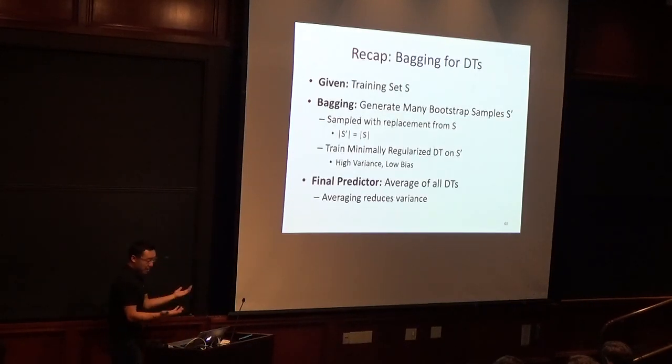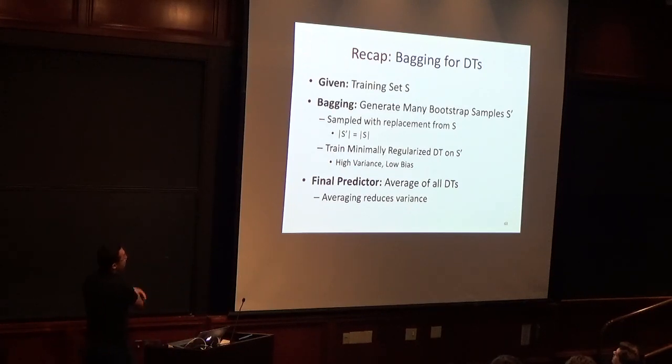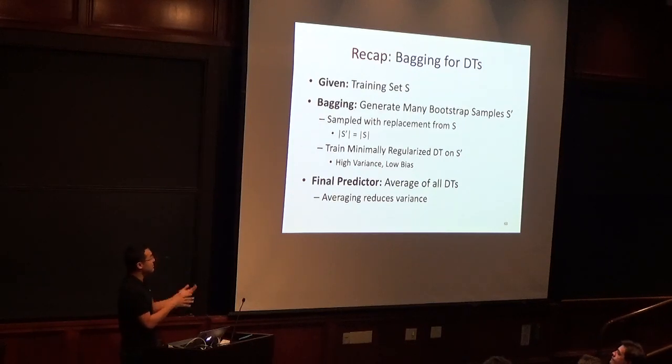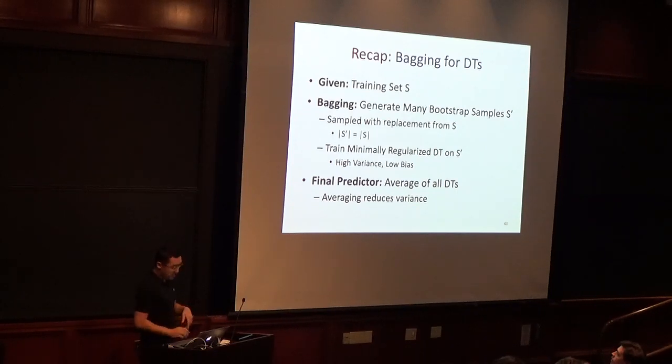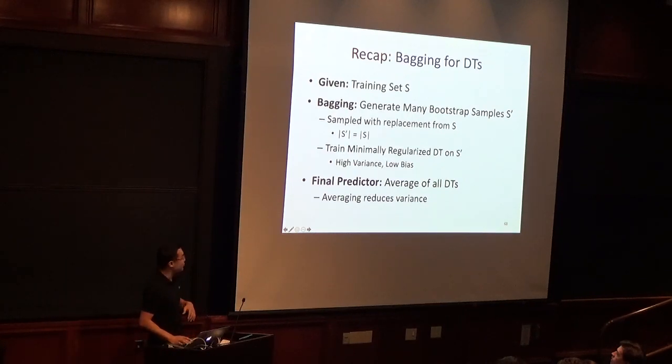So, bagging was popularized for decision trees, because decision trees at that time were the only high variance, low bias model class that people used, and nowadays there are more. But here's how it looks for decision trees. We have the original training set. We generate many bootstrap samples from that training set, which means we sample with replacement until we have a training set S prime that has the same size as S. We train a high variance decision tree on S prime, and the final prediction is the average prediction of all the decision trees that we've trained. That's bagging.